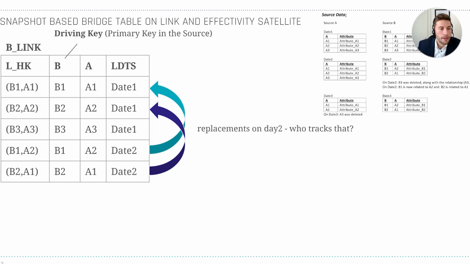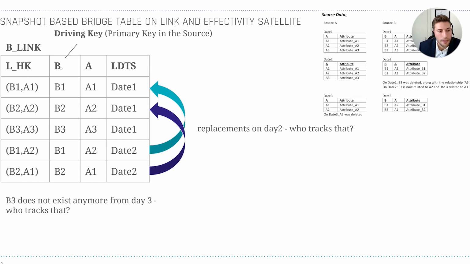accordingly. But let's talk about these two scenarios we have here. We have a change in the relationship. So B1 and B2 now got different A keys, they're just swapped here. And the additional case is that B3 is completely gone, right? So it doesn't exist anymore. But the link doesn't tell us that. Maybe you think now, okay, based on the driving key, we just get the maximum load date timestamp out of it, and then we get the information.